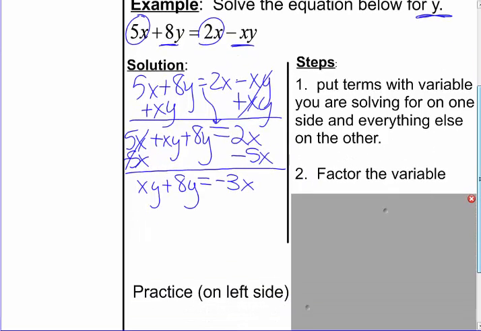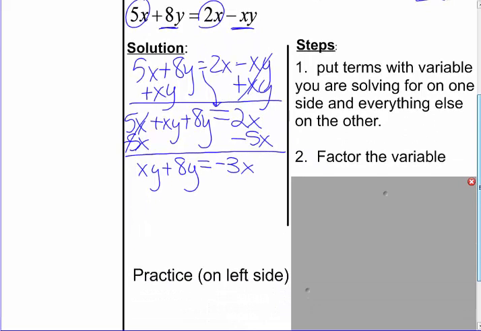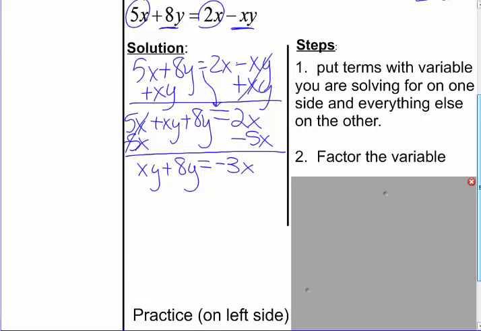Now, factor the variable. Think reverse distributive property. What do these two things have in common? A y. So we're going to pull the y out because that's what they have in common. And then you write down what they have left. x plus 8 equals negative 3x. Okay, so I took a y out.